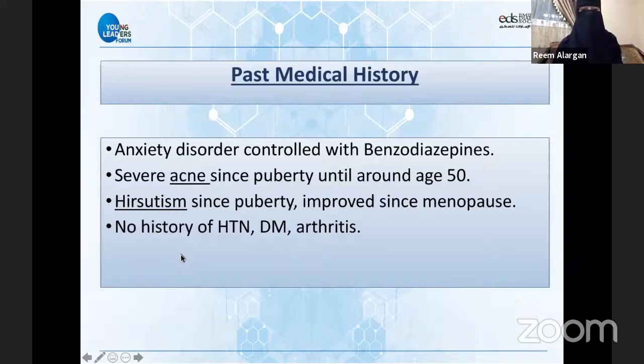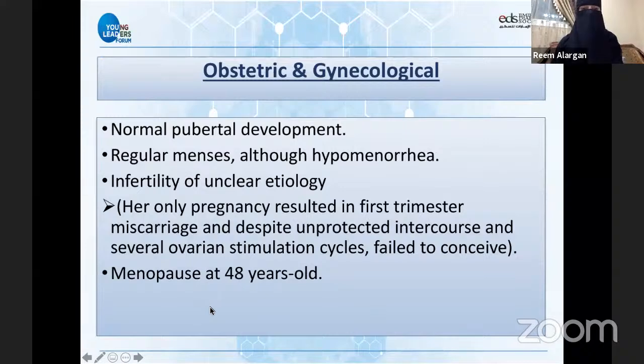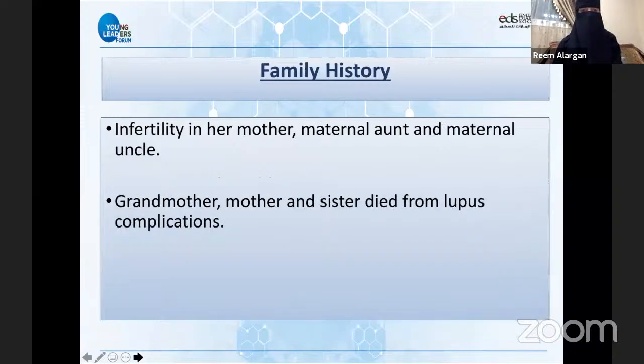She did not have history of hypertension, diabetes, or arthritis. In regard to her obstetric and gynecological history, she had normal pubertal development, regular menses, although she had hypomenorrhea. She had infertility, however, it was of unclear etiology. She had only one pregnancy, and that resulted in first trimester miscarriage. Despite having unprotected intercourse and severe ovarian stimulation cycles, she failed to conceive. And she had menopause at the age of 48 years.